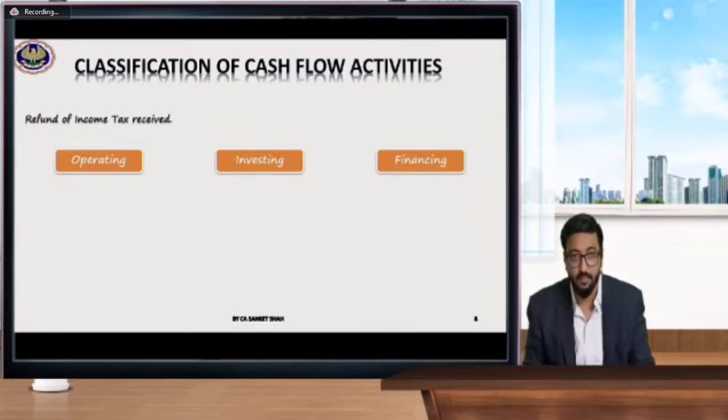So everyone, refund of income tax received. What do you think? Refund of income tax received, which activity? Operating, investing, or financing? Please check its source. On what are you paying income tax? On your profit. And the source will decide your activity. O, I, F.